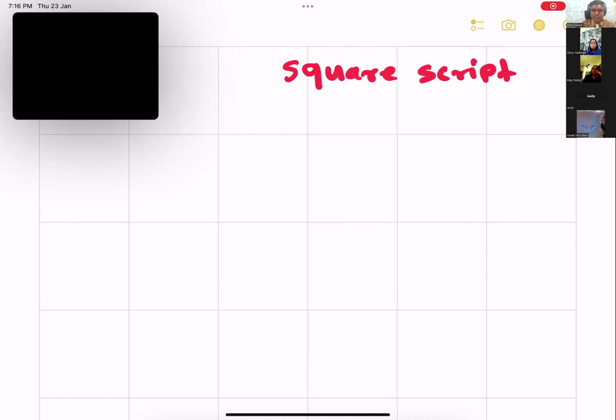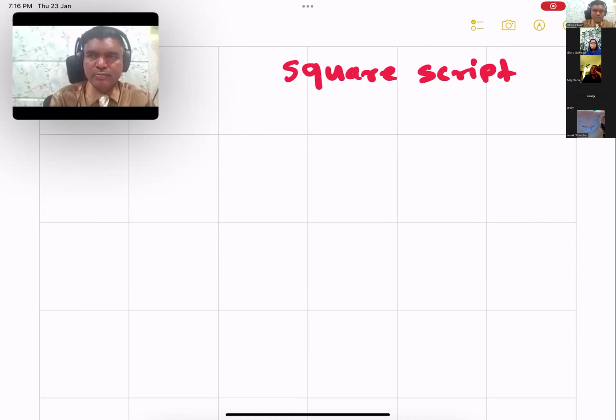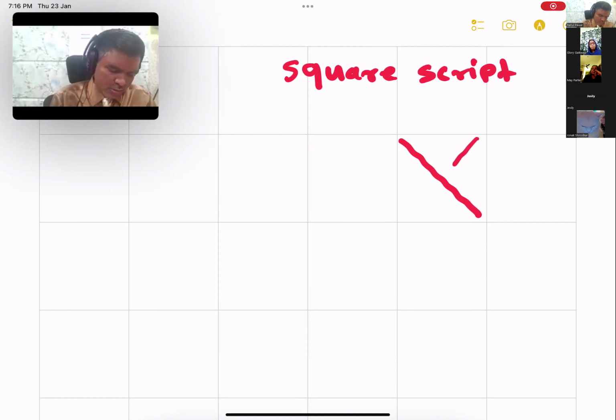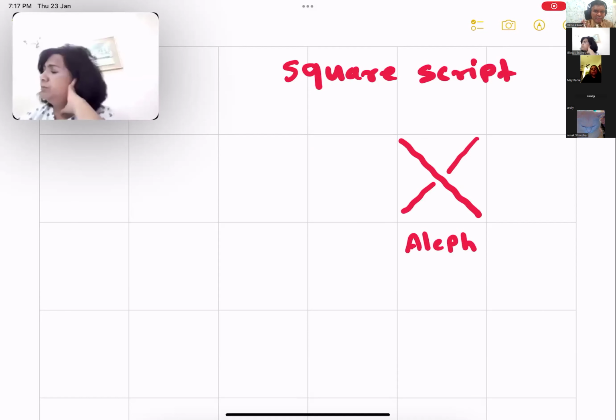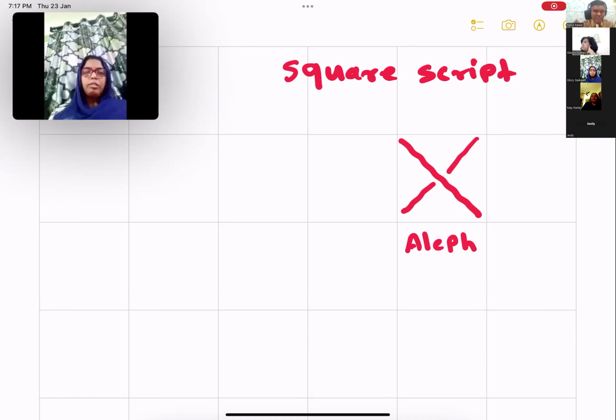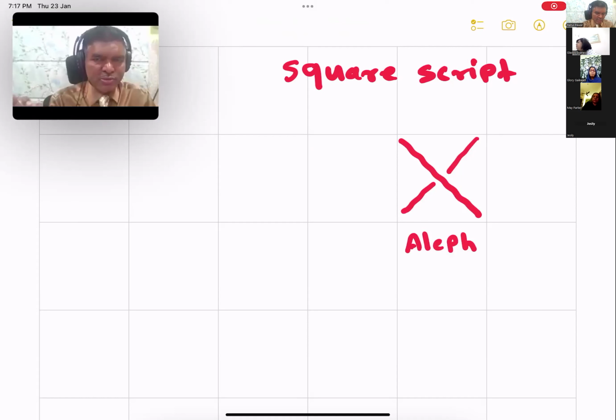See, like an English X, you have to write Aleph. Everyone say Aleph. Aleph is the first letter of the Hebrew alphabet.